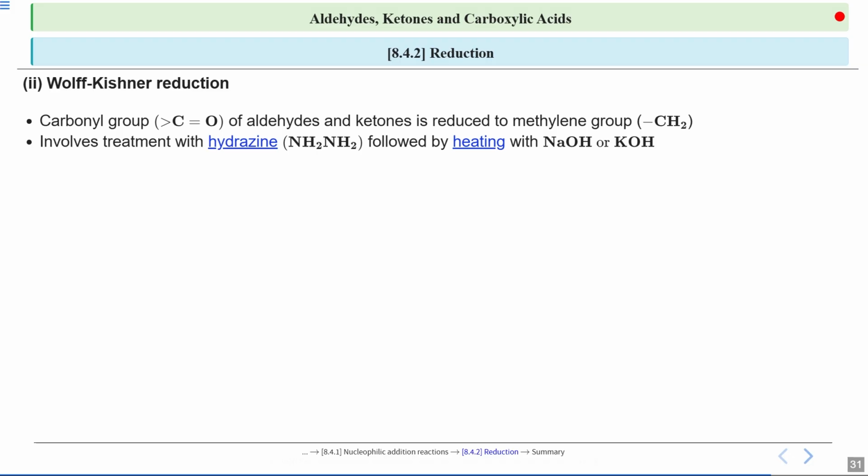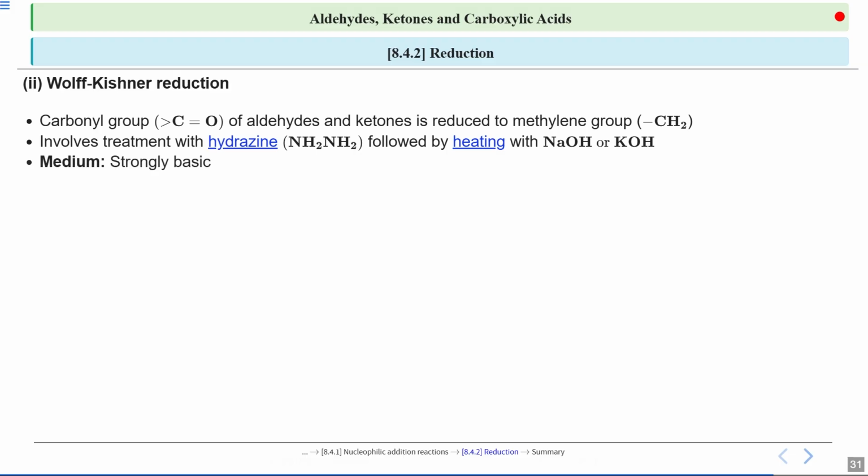So here we are using hydrazine. This involves treating the compound with hydrazine, which is NH2NH2. This hydrazine is a very strong reducing agent. This is followed by heating with a strong base like NaOH or KOH, which facilitates the reaction.